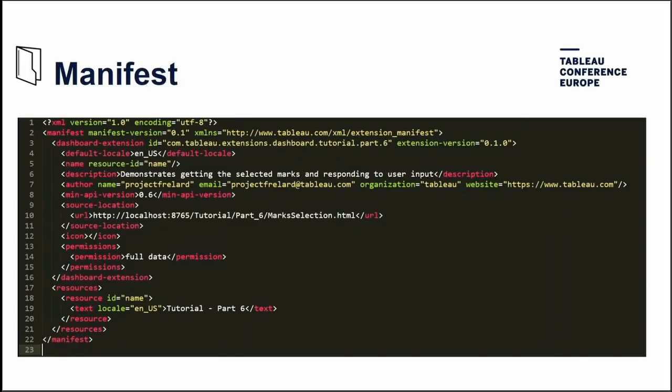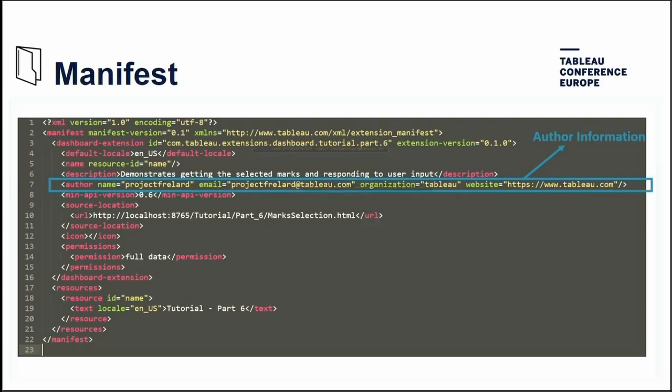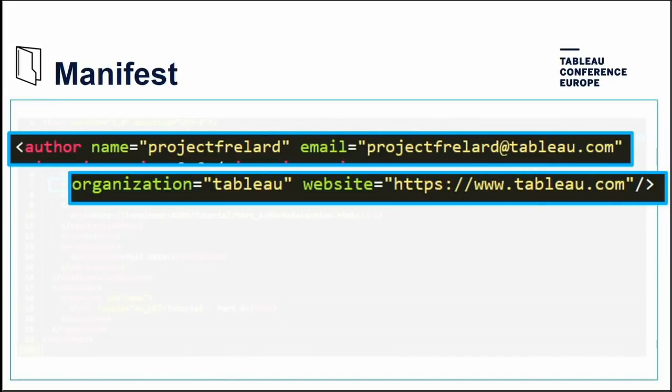Okay, so let's take a look through the manifest file. The first thing to draw your attention to is the author information. The author information here is really important because when somebody is using an extension, they need to be aware of who it is that authored it, how to get in contact with them, and when Tableau gives you security prompts, this is where it gets the information from. So you can see here we've got the name of the project, the organization where it came from, an email address, and the website.